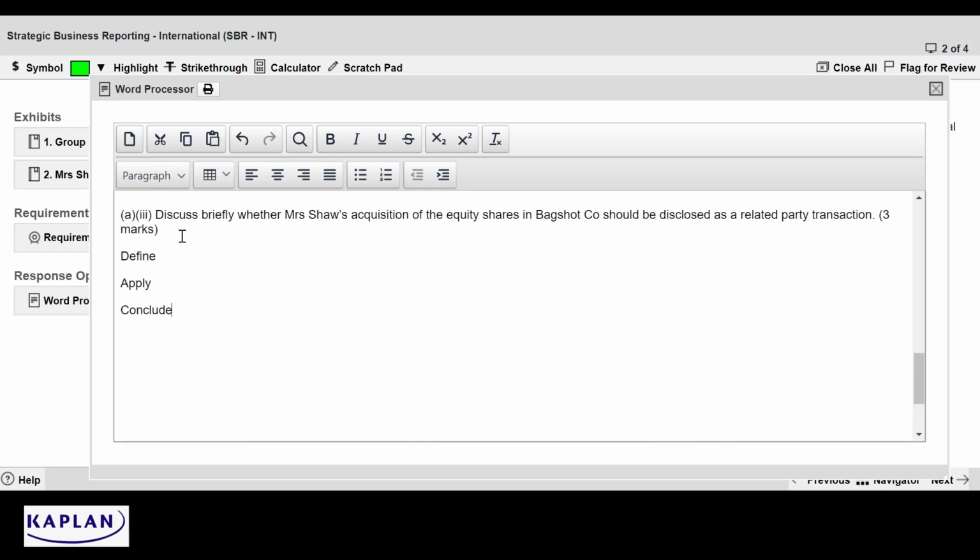What is a related party transaction? I think that has to be defined, all right? But we've got to be really careful that we don't just do an abstract answer. We've got to apply it to the information in the question. And then as a throwaway, almost, there's a conclusion to be had.